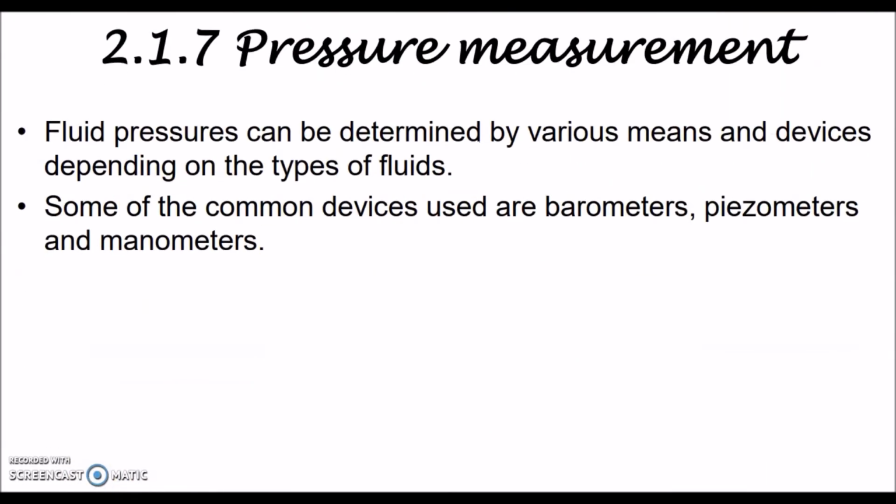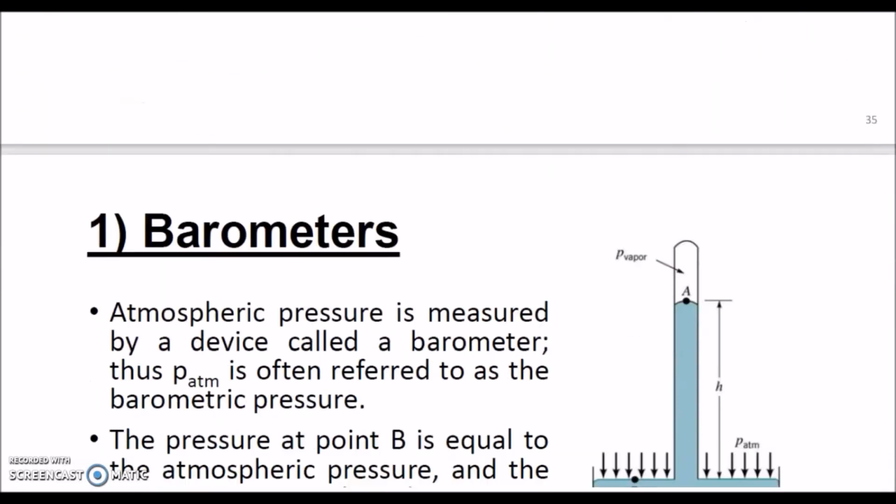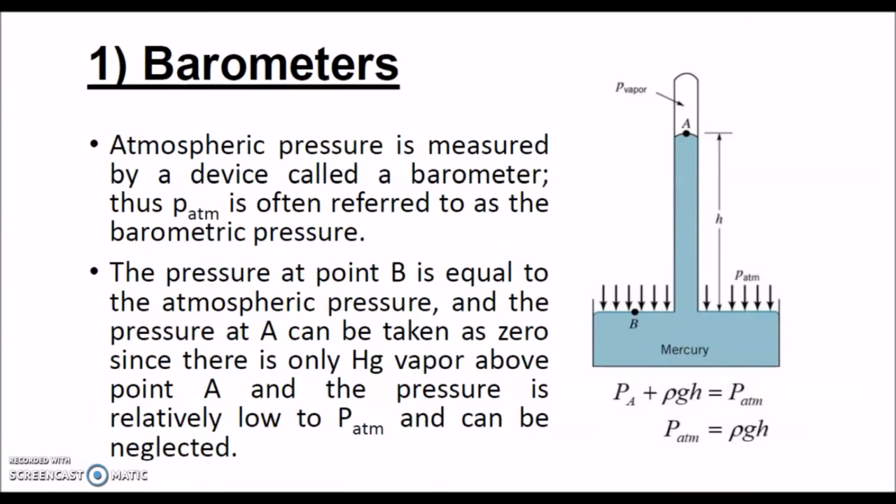Then, pressure measurement. We have various means and devices to measure pressure: the barometer, already discussed previously, to determine atmospheric pressure; the piezometer; and lastly the manometer. Let's go through them one by one. We have here the barometer. It looks like an inverted test tube. The barometer is used to measure atmospheric pressure, or PATM.